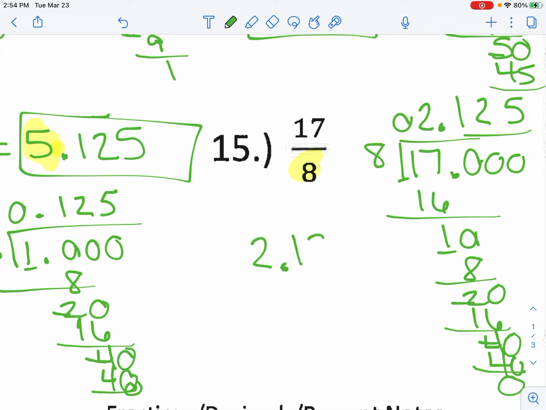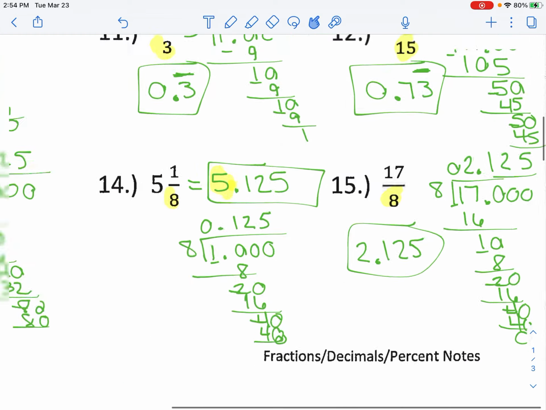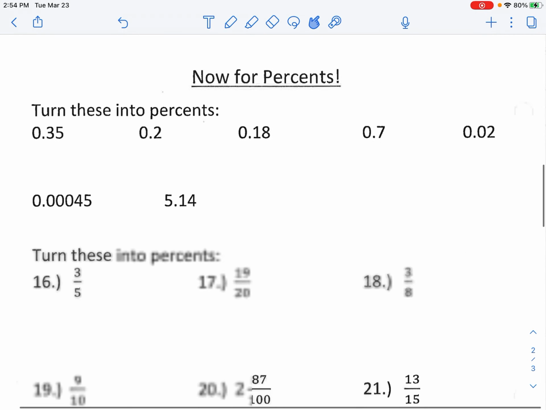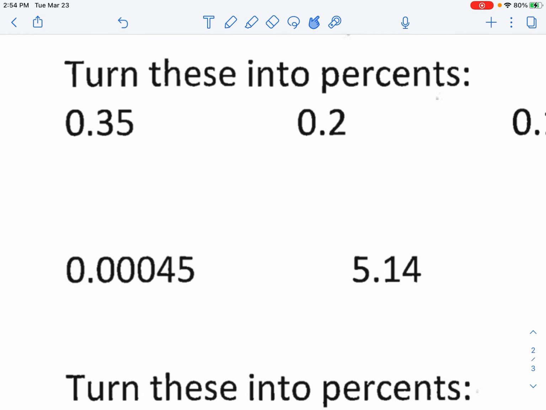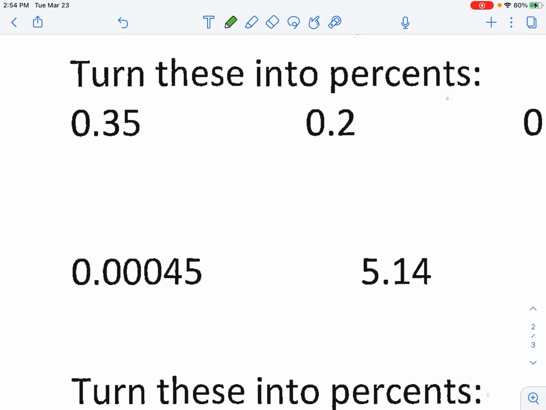So 2 and 125 thousandths. Next page, turn these into percents. All right, so we know a percent is always out of 100.